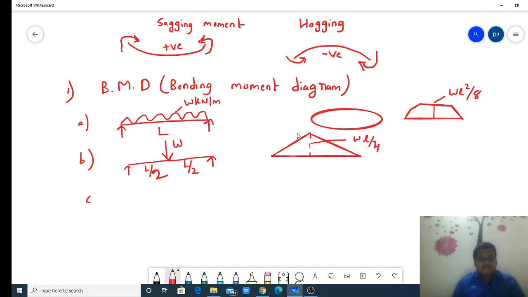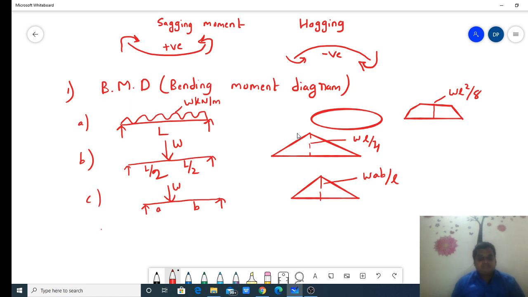Similarly, if I am considering the third case, and it is having a point load W, and this is A meter and this is B meter, then once again it will be a triangle. But here the formula will be WAB by L. This is nothing but the free bending moment diagram.